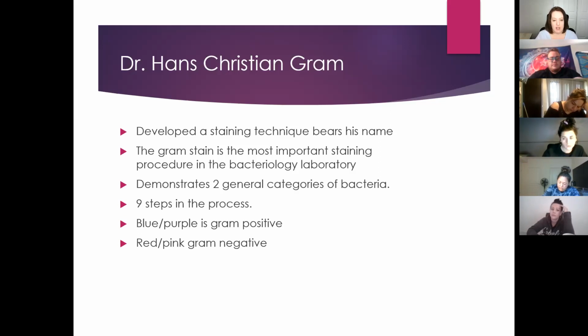So with this gram stain, there are two general categories, one being gram positive and one being gram negative. And how the stain works is if the bacteria is stained and it turns blue or purple, it's going to be gram positive. If it's red or pink, it's going to be considered gram negative. So know what colors the bacteria will turn if they're gram positive or gram negative.